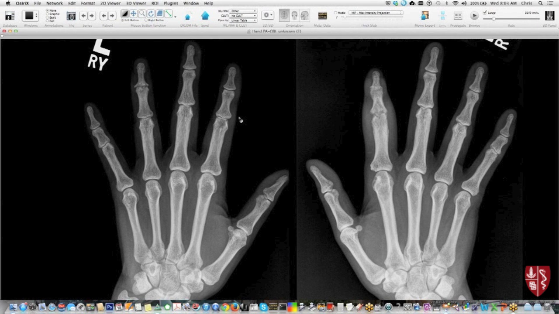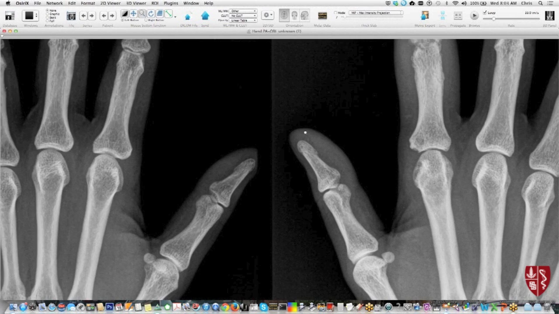Okay, so let's take a look at this case. So a little bit different, fairly young patient, about 35. And let me just zoom in on this right hand here.